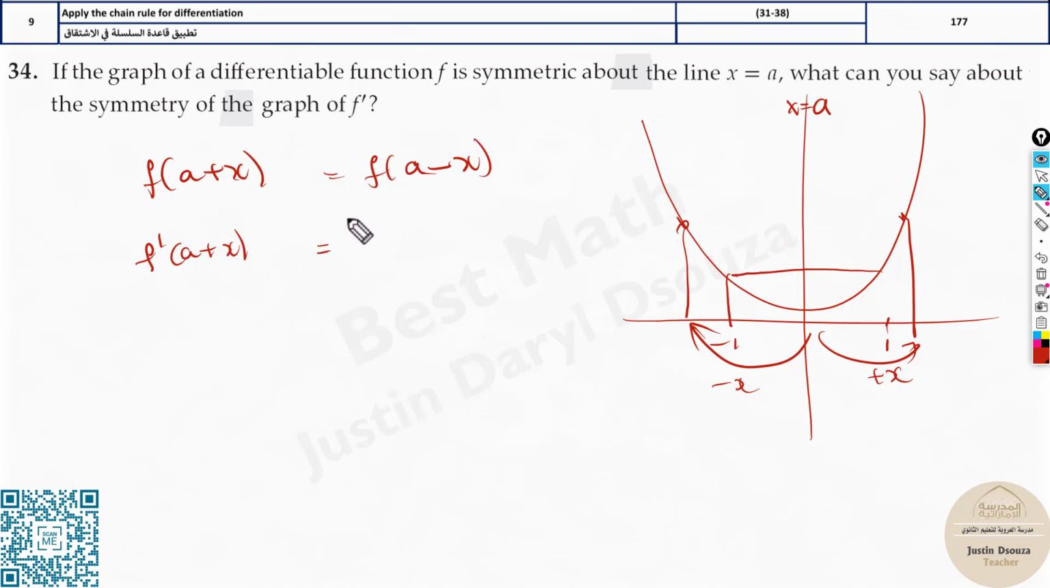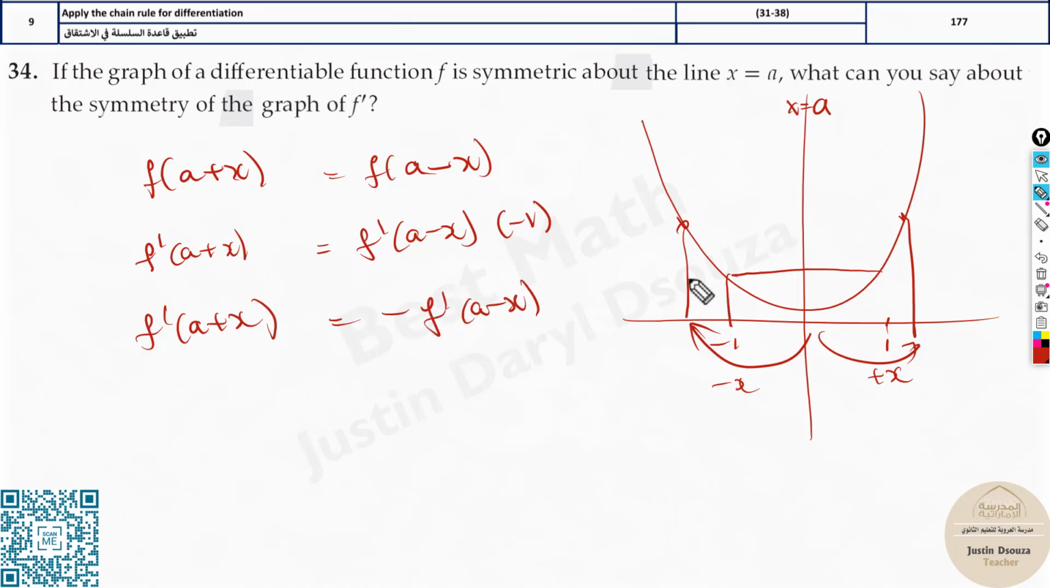Multiplying by 1, it's the same thing. Now here as well, the derivative of a minus x. Derivative of minus x will be minus 1. Let me simplify it. The derivative of the symmetrical function will be equal to minus the derivative of a minus x. Now basically, both sides are derived, but this is an odd function, so the derivative would be an odd function.